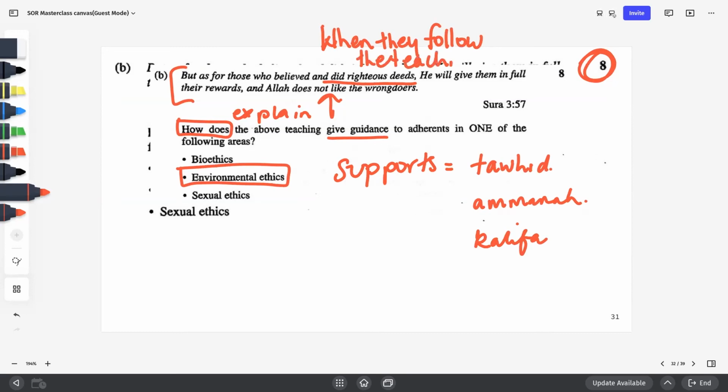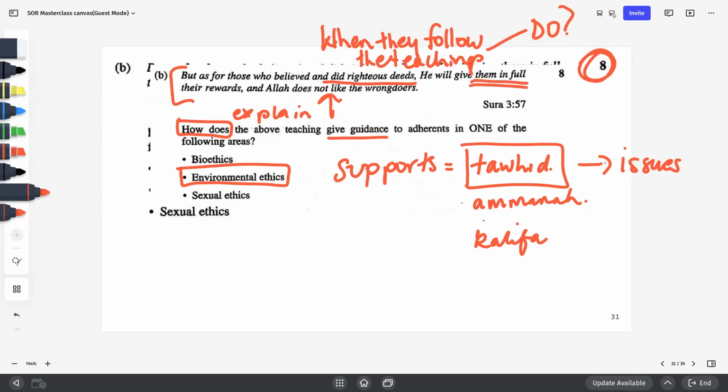And when they follow their teachings, what is it that they do? When they are following this teaching, when they are recognizing the oneness of Allah within the created world, what are they going to do? So you'd have to link it to an issue. And when they do or do not do, whatever that guidance says, they will receive full reward. And Allah does not like those who go against what his teachings are.